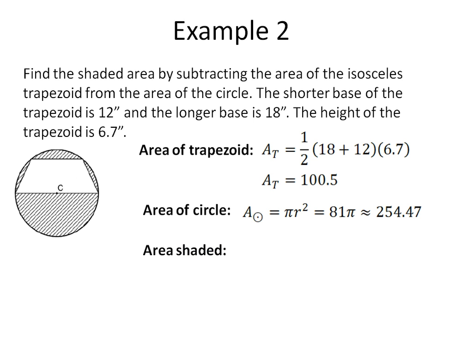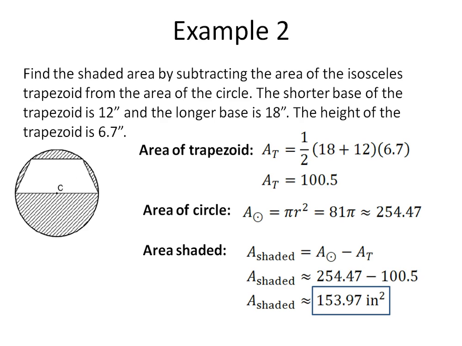Okay, so we're going to find the shaded area by subtracting the area of the trapezoid from the area of the circle. So this gives us that the shaded area is approximately 254.47 minus 100.5, which comes out to a net of 153.97 square inches.